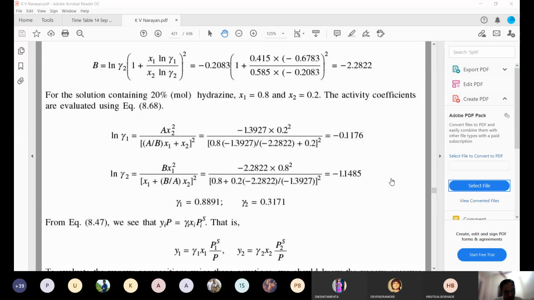So we know gamma 1, we know X1, we know P1S, we know P. So let us find out directly and see what happens. Can you find out? P1S, P2S, the values that are given, let us substitute in this equation and find out what we get for Y1. We know gamma 1, X1, P1S, P2S and P. Let's see if you get a different value of Y1 from what we get.